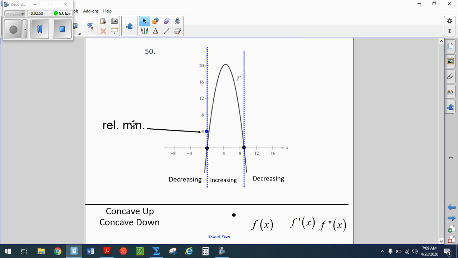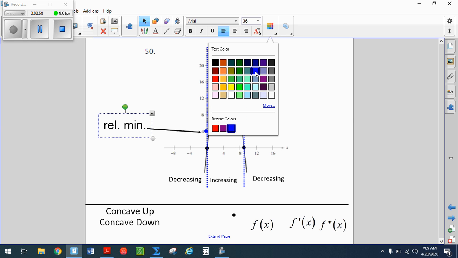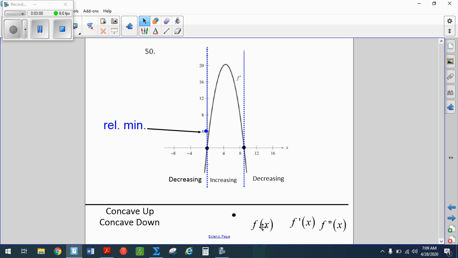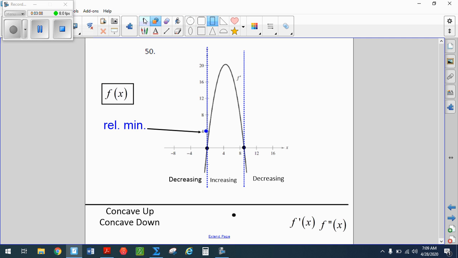And again, I don't know scale-wise where this value is going to be, so I'm just picking a point and saying that's going to be my relative min. I'm going to get blue, keep my original function in blue for this problem. Put a blue box around that so we can keep that in check. Okay, so my original function is going to be in blue, my derivative's in black, and then my second derivative, when I do that, I'll do that in red.